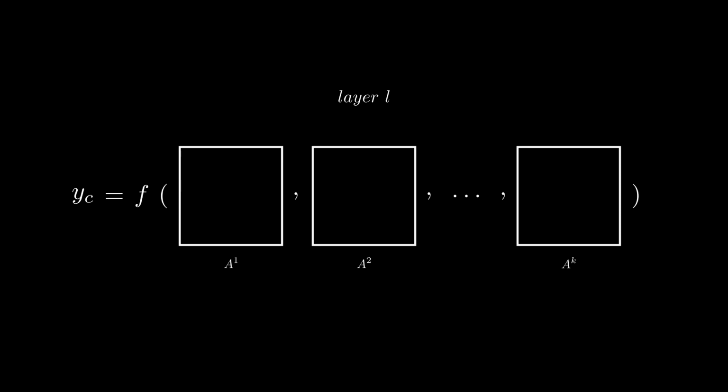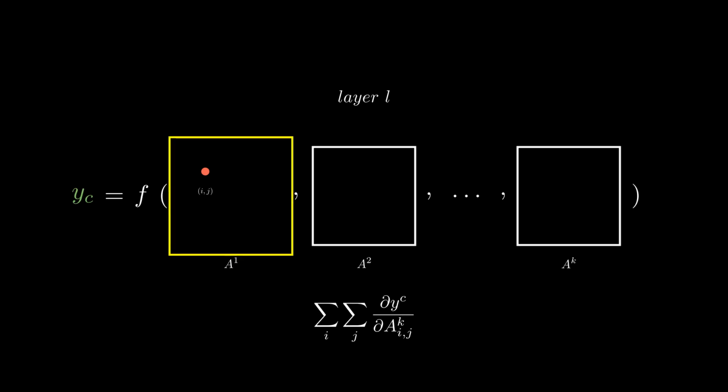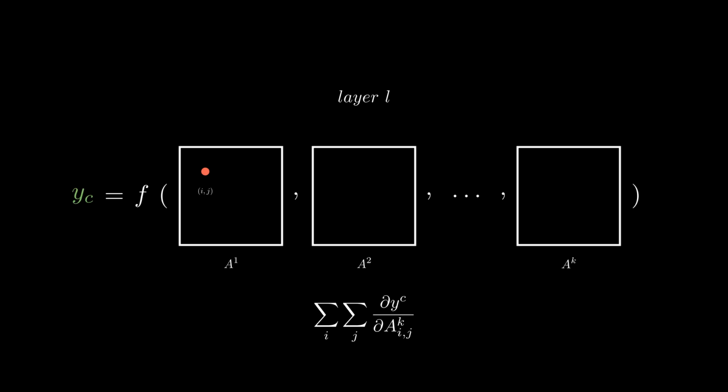For example, take a particular location i, j in an activation map. We can easily see how the changes in this location creates a change in the class activation yc. This can be formally written down using a partial derivative of yc with respect to that location. Summing over such derivatives for an activation map gives a sense of how important the activation map is for predicting the yc.